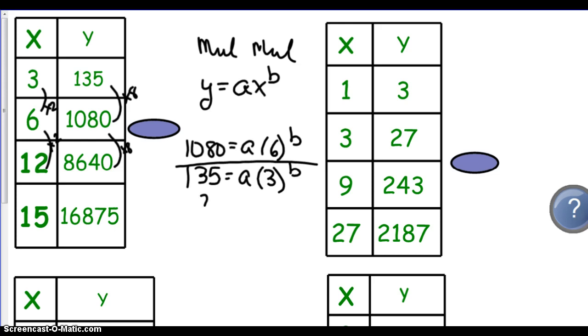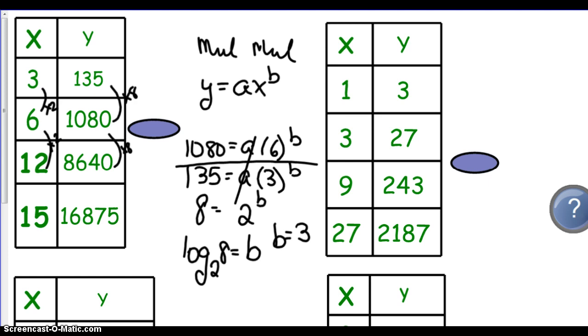So I get 8 right here. A's cancel. I'm going to divide this. 6 divided by 3 is 2, and they were both raised to the b. I now have an exponential right here where my variable is the problem, so I'm going to change that to logarithmic. Base of 2 of 8 equals b. And I end up with b is 3.